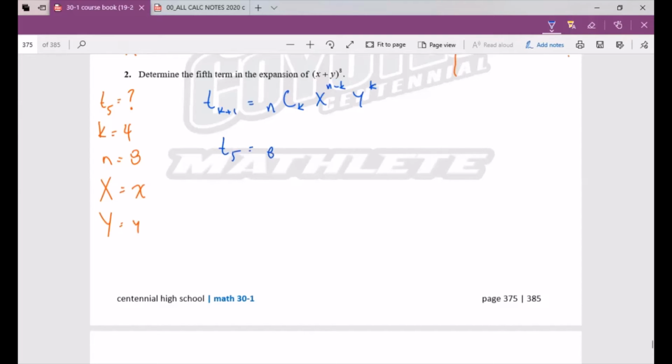N is 8, so we have 8C. K is 4, so this is 8C4, which is going to be our coefficient. We have X to the 8 minus 4, Y to the 4. This melts down quite nicely. 8C4, if we push that through your calculator, is 70, X to the 4, Y to the 4. So here's your 5th term. We could just do this a bunch of times and write out your whole expansion.